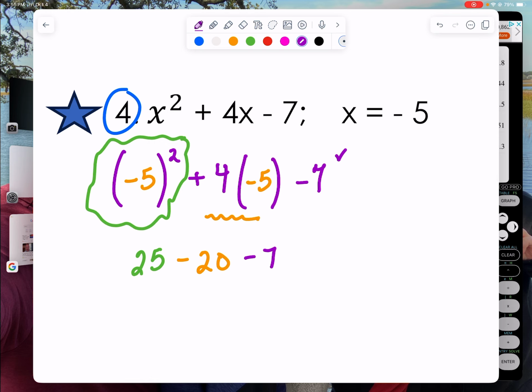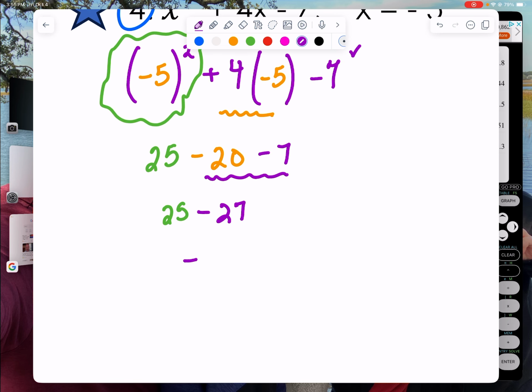And again, I could do it in any way that you want. I tend to put those last two, since they're both negative, together. So that would give me 25 minus 27. So 25 minus 27 is going to give me a negative 2 for my final answer.